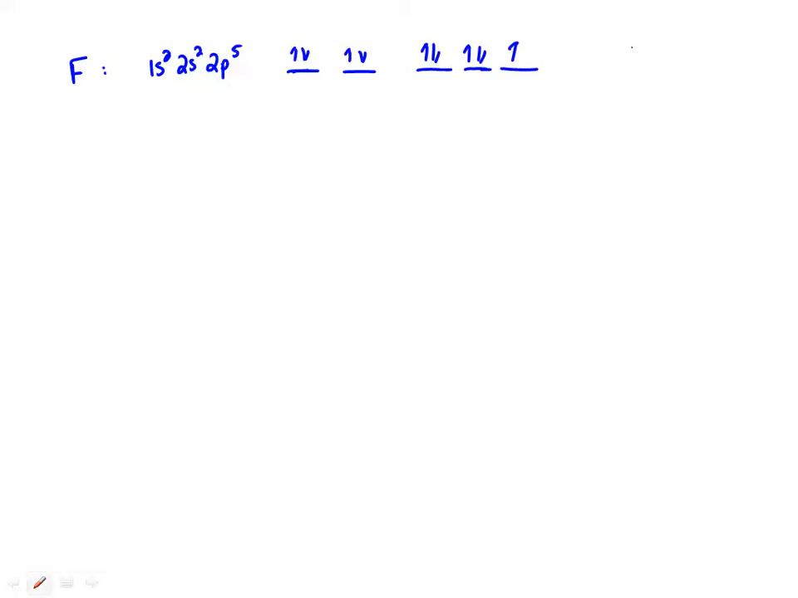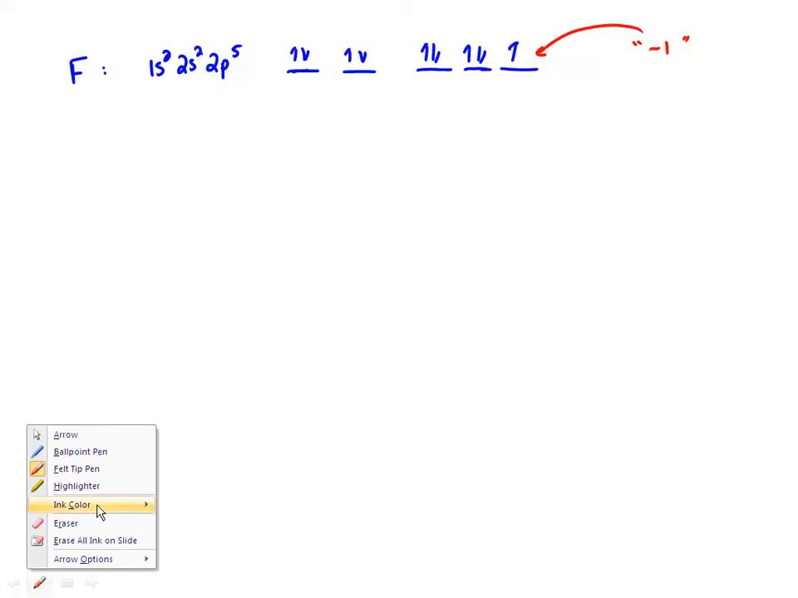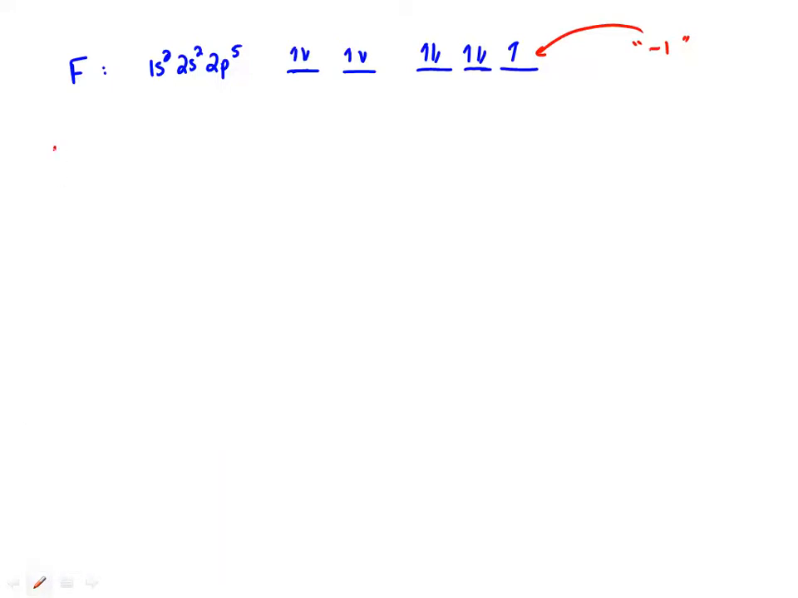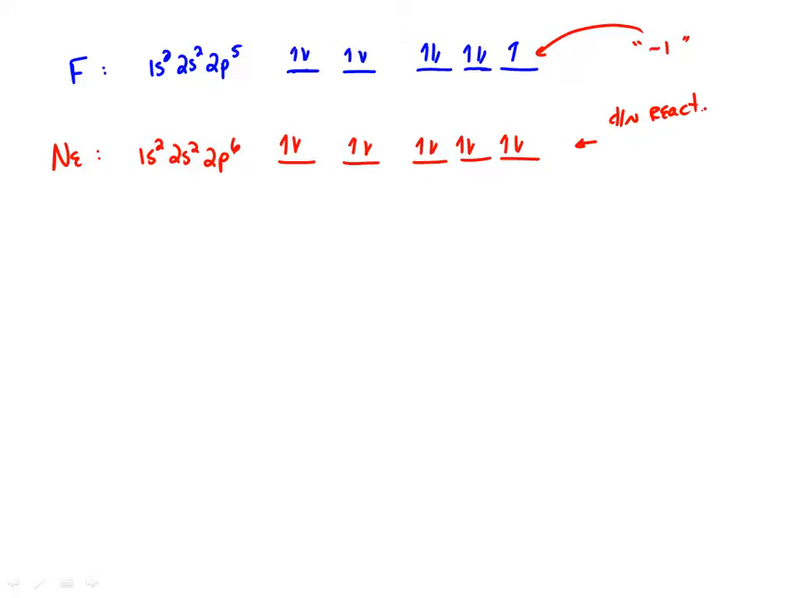Notice that fluorine has normally a -1 charge because it needs one more electron. And then after fluorine is neon. I guess we'll do it in red, that's fine. So notice neon has all of its electrons filled in its shells that are occupied. What charge does neon have? It doesn't really react, right? We said that it's a noble gas.